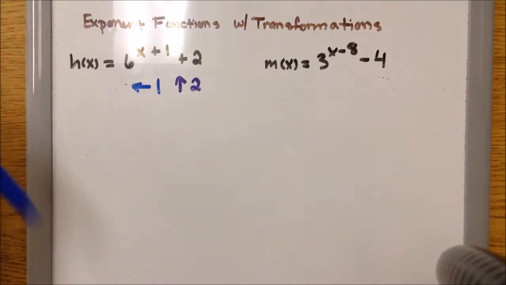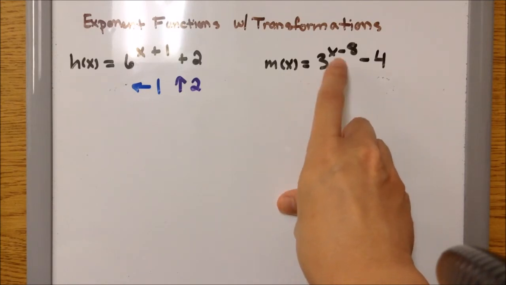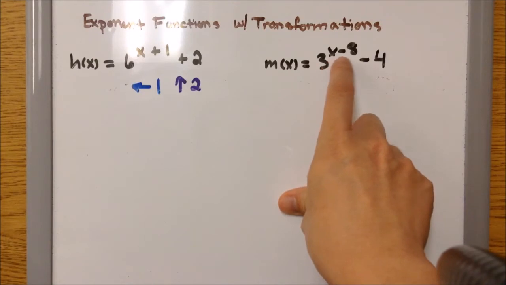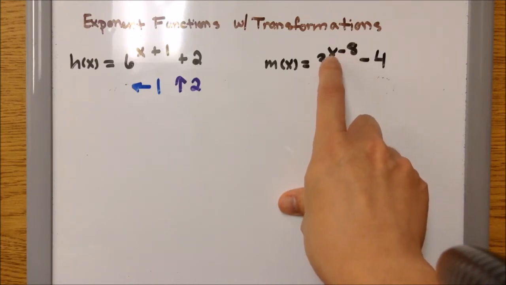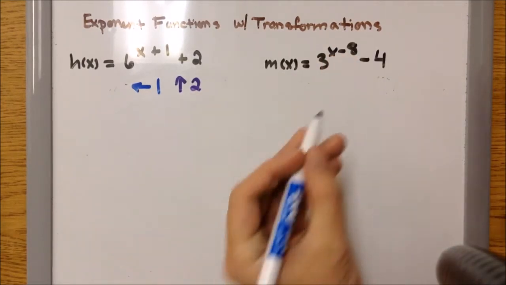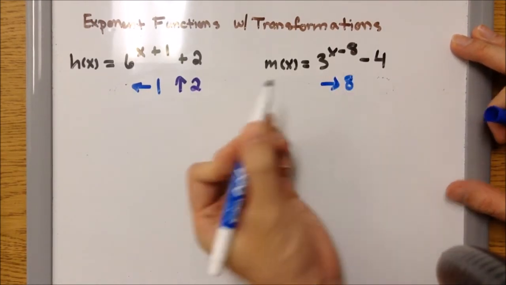Example 4 is m of x equals 3 to the power of x minus 8, and then minus 4. So here we see that it's x minus 8, so it's either going left or right. Taking a closer look, it's a minus 8, so it's going to the right 8 units.